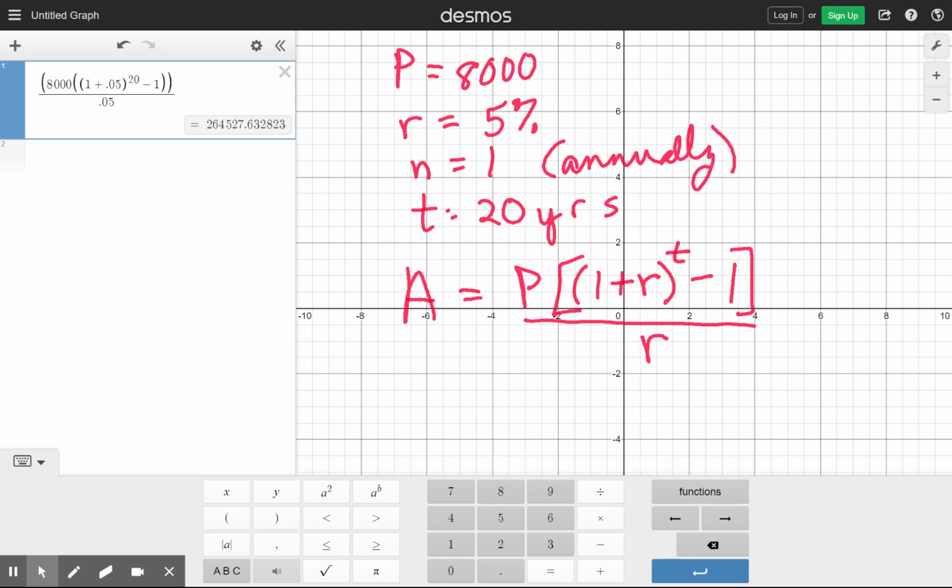But notice how I did the parentheses. Desmos doesn't do brackets, and so you just do multiple sets of parentheses. So you see I have a set of parentheses on the entire numerator, so around the entire thing, including the P. And then within that, you have the part that has the minus 1, and within that, you have the 1 plus R. So I actually have 3 sets of parentheses here on the computation.